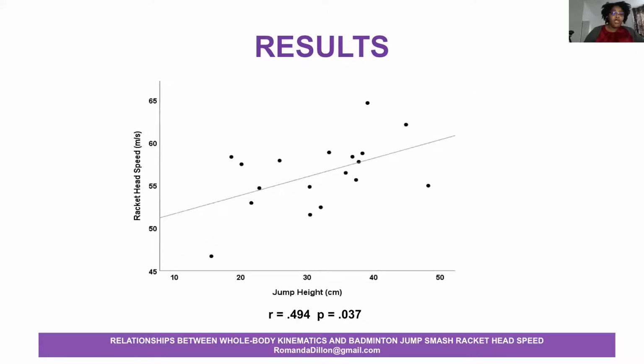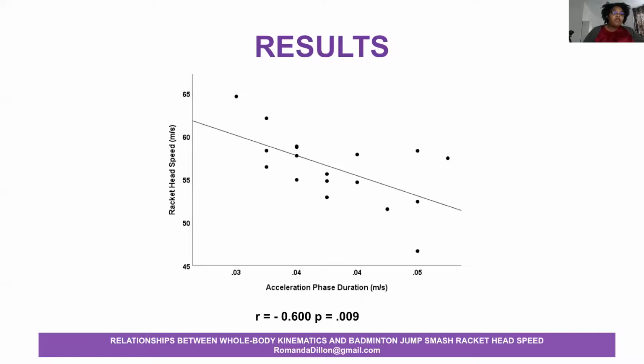Jump height correlated with racket head speed. It is thought that jump height in the smash is a characteristic of more able players attempting to produce steeper smash strokes. Those players with a higher jump height in this study had the fastest speeds. Greater racket head speeds were also produced when the acceleration phase was shorter in duration. In this study, it was found that the players for whom the racket head speed became positive much closer to impact had the fastest speeds.